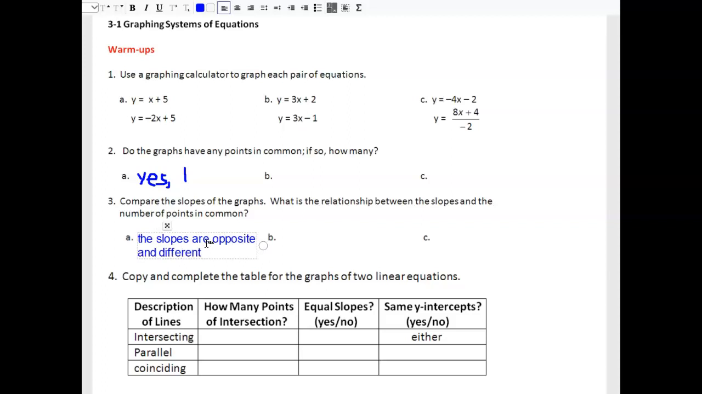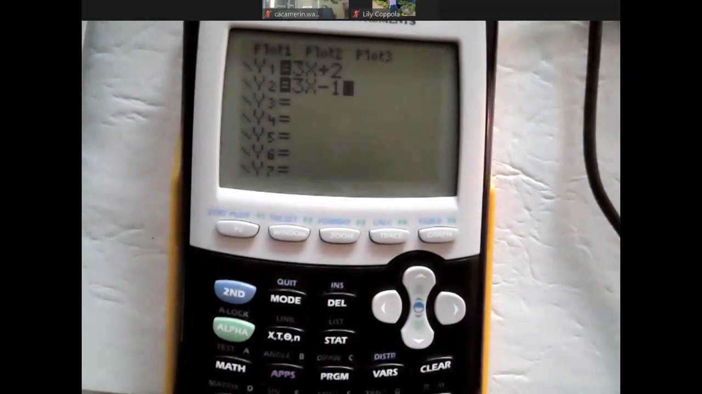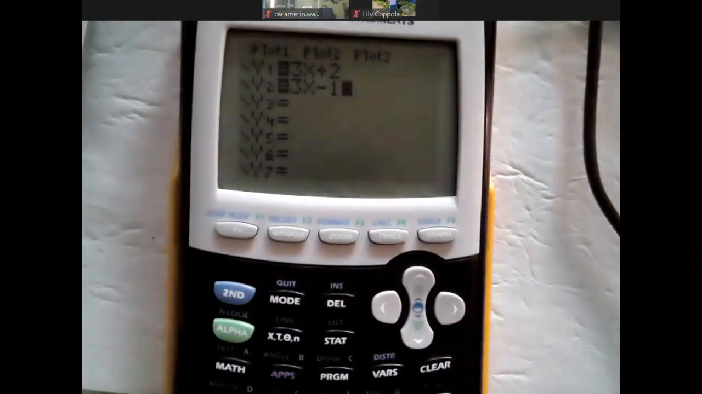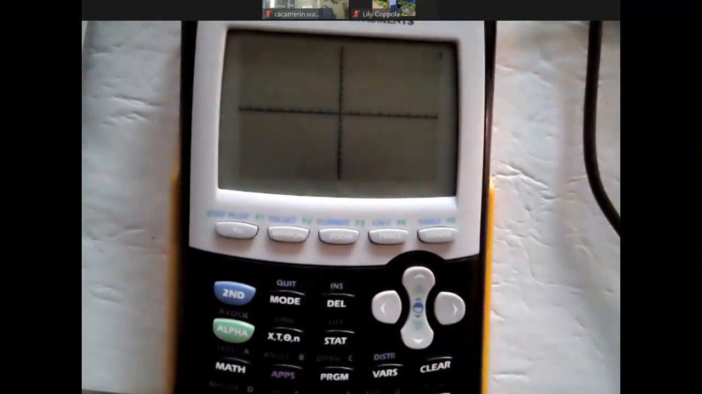Okay. So now let's go back up, and this time we're going to graph equations B. You're going to go back to y equals. You're going to type in 3x plus 2, and you're going to type in 3x minus 1. And then you're going to graph them again.